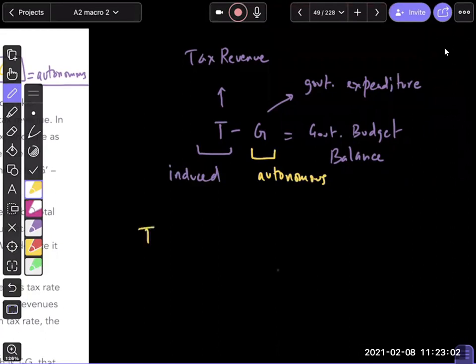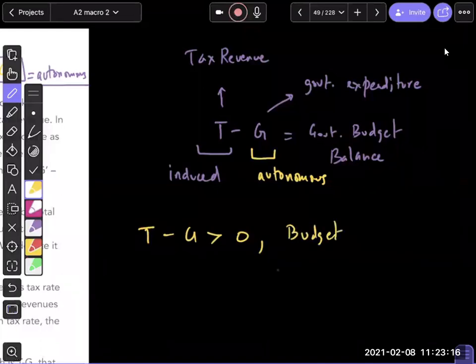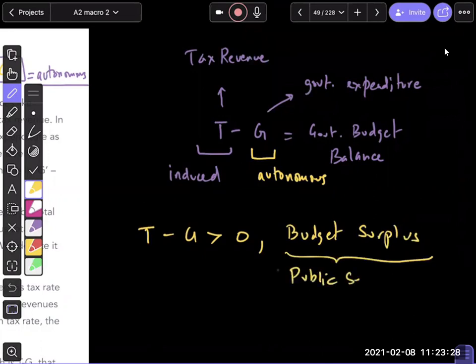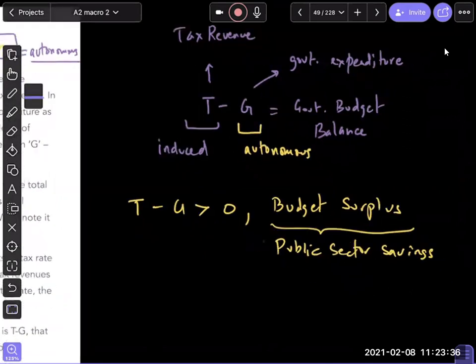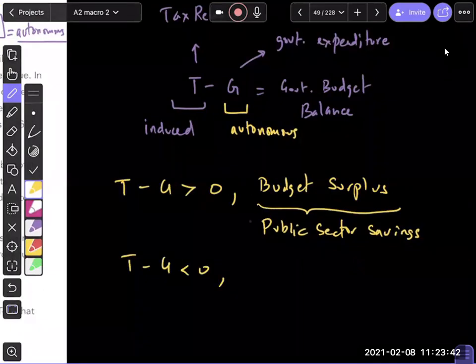Now, guys, if T minus G is greater than zero, what does that mean? Government is earning more revenue than spending. Can I say the government is running into what we call a budget surplus? Okay, which means government actually has more money now. If government has more money, we call this public sector savings. Are you all with me? The public sector, the government is ending up saving money because they didn't spend that money. But there could also be T minus G less than zero, which means government is running into a budget deficit.